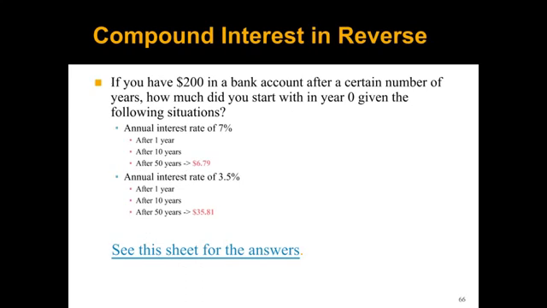So now we want to think about this situation though. This is a similar problem, but a little bit different, and I say it's compound interest in reverse. So let's say, and we'll just say after 10 years, I have $200 in a bank account. And how much would I have started with at different interest rates? So let's think about a few different cases.